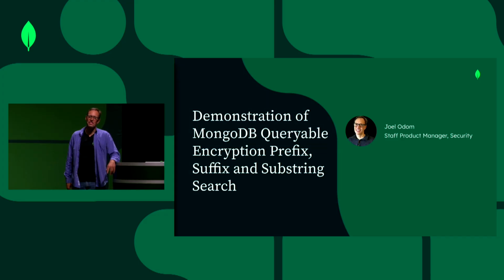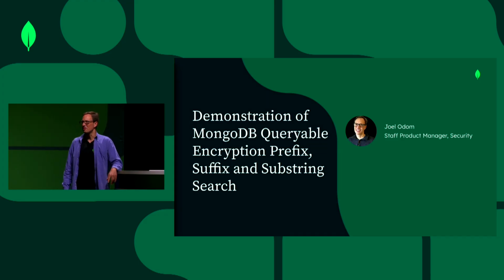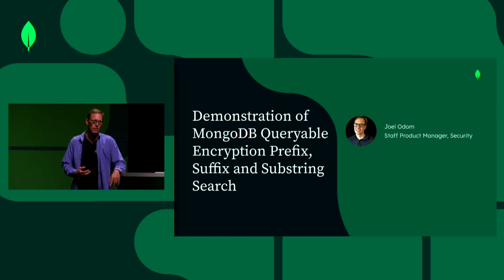Well, as she said, I'm Joel Odom. I'm the staff product manager here at MongoDB for cryptography and encryption. So what does that mean? It means I cover our Atlas encryption features, like TLS features and our customer managed keys features. And I also cover Queryable Encryption. That's what we're going to talk about today. I'm real excited that today is the day where we finally make some new expressive query types available. I'll explain what that is.